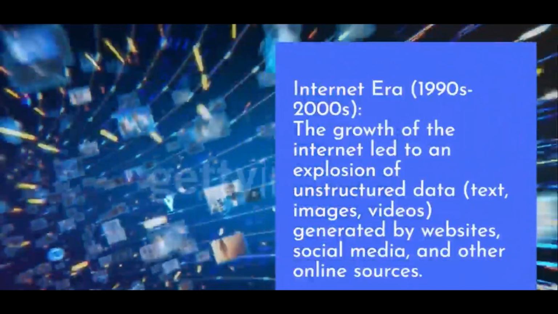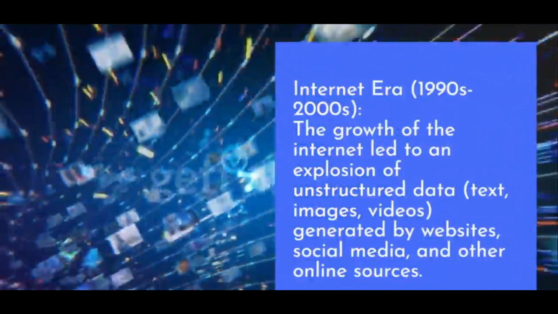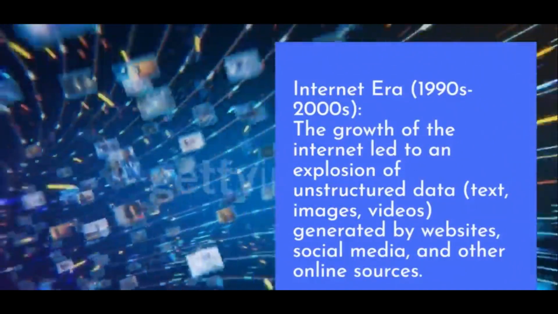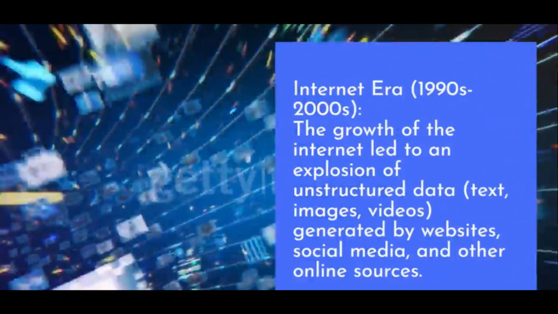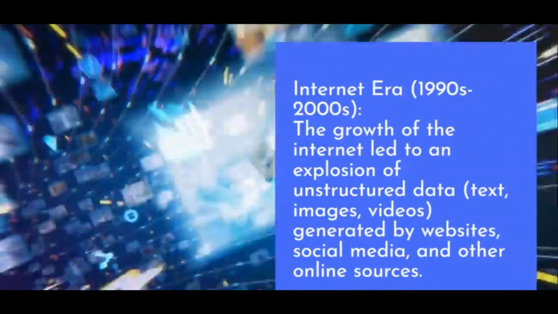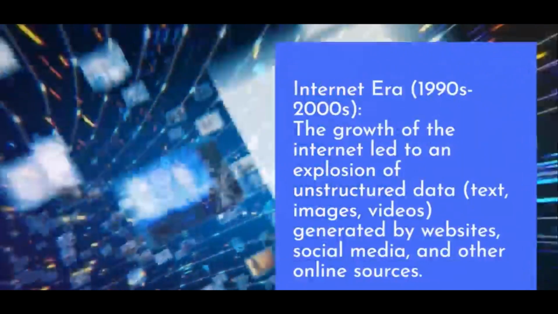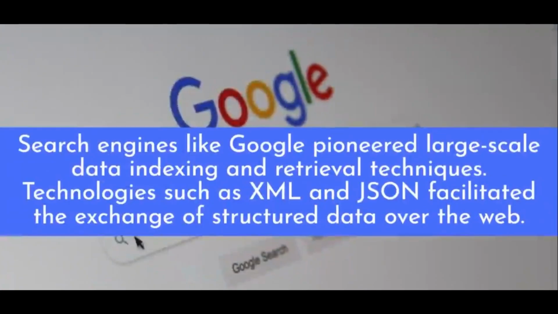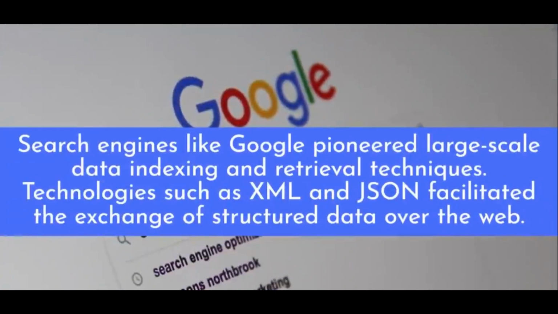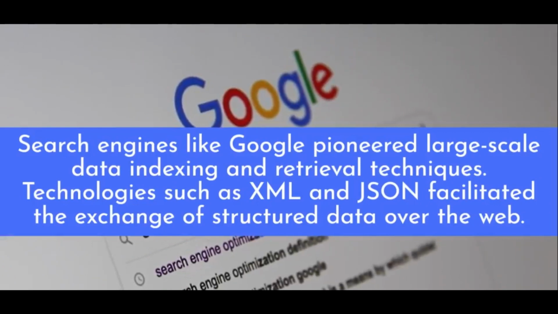Internet era, 1990s to 2000s. The growth of the internet led to an explosion of unstructured data, text, images, videos, generated by websites, social media, and other online sources. Search engines like Google pioneered large-scale data indexing and retrieval techniques. Technologies such as XML and JSON facilitated the exchange of structured data over the web.